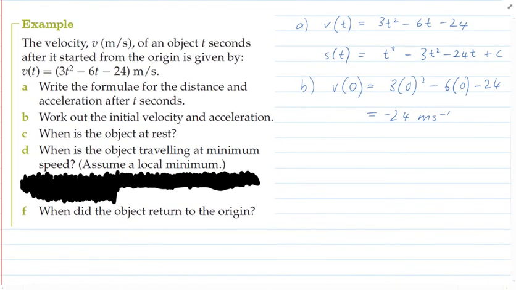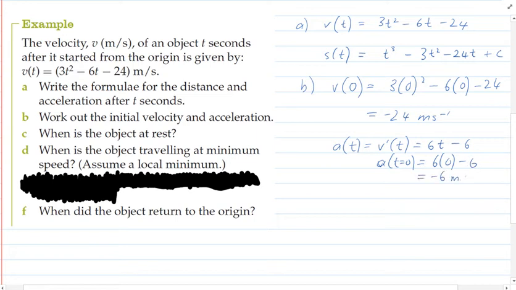For initial acceleration, we need to work out a function for acceleration first, and that's going to be the derivative of our velocity. So that's going to be 6t minus 6. And we're going to put 0 into that, and so our acceleration when t equals 0 is going to be 6 times 0 minus 6, which is negative 6 meters per second per second.